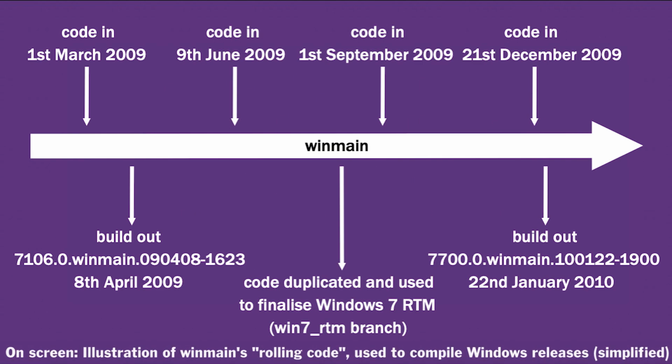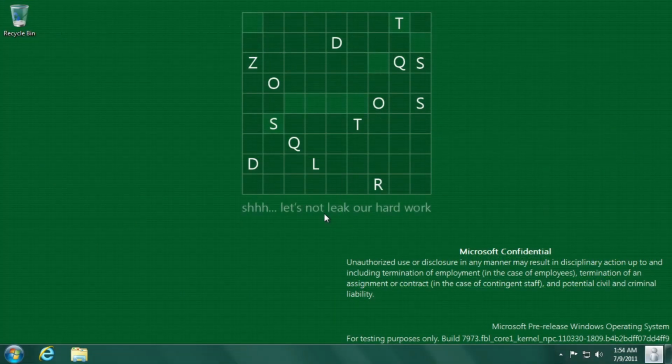Finally, if the code changes were desirable and passed quality checks, they would be integrated up into the main Windows code, at this time known as WinMain, which could then be used to compile feature complete builds such as RTM builds or service packs.